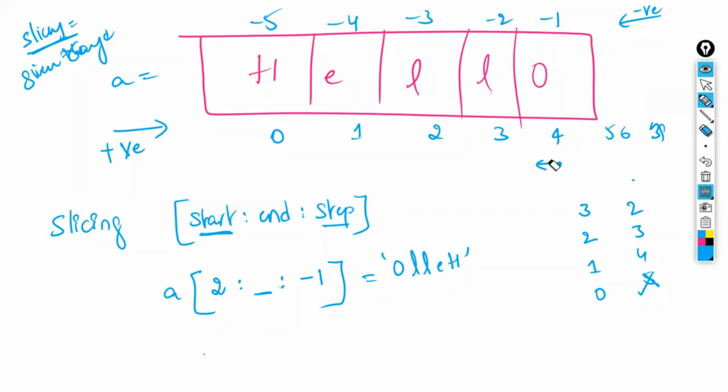Now, keep the starting position of 2, and the direction is negative or positive? Negative. Draw it in this way. Now, in this direction: 2, 1, 0. Everything you have to consider, which means that it is nothing but L-E-H.